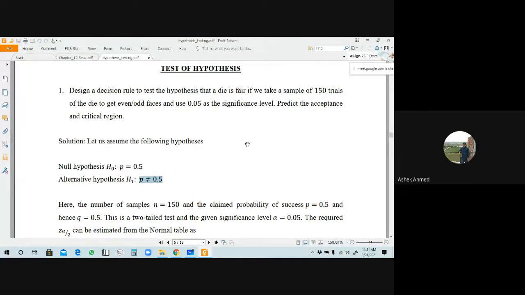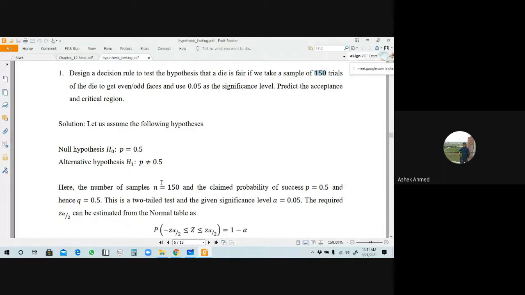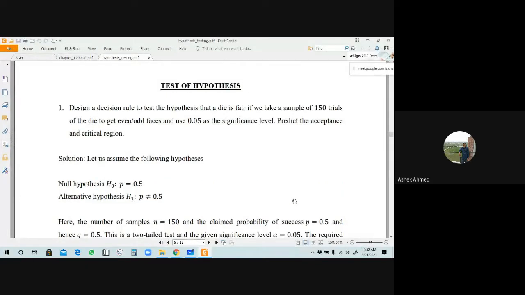But we have to experiment. We will experiment by trialing the experiment how many times? 150 times. Actually, we have to try the concept. That is why we can say that n equals 150, the number of trials, and the claimed probability of success. Since our p represents the probability of success, is it right?